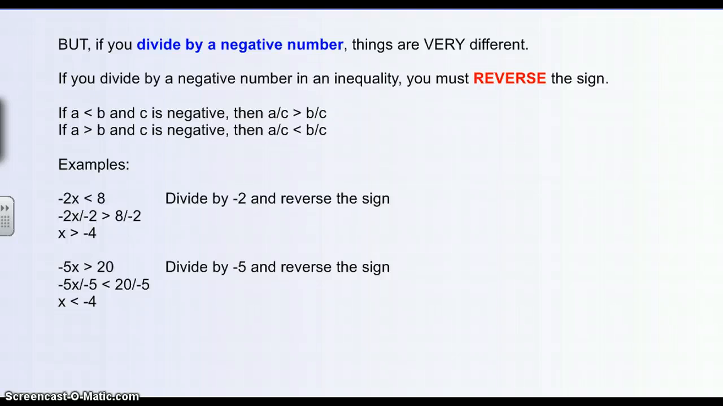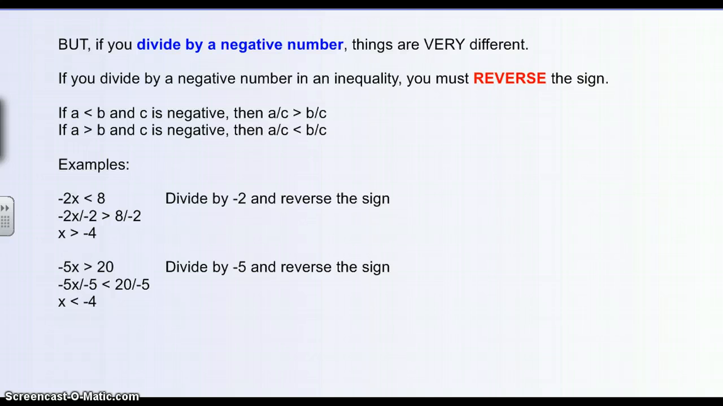But if you divide by a negative number, things are really different. This is one of the most common mistakes with inequalities. If you divide by a negative number in an inequality, you must reverse the sign. So the sign will be the opposite of what you started with. If A is less than B and C is negative, then A divided by C is now greater than B divided by C. If A is greater than B and C is negative, then A divided by C is now less than B divided by C.